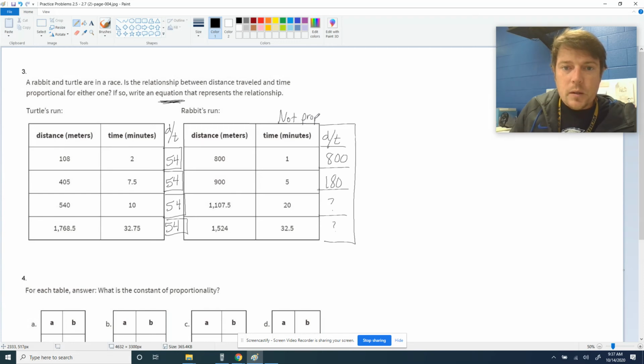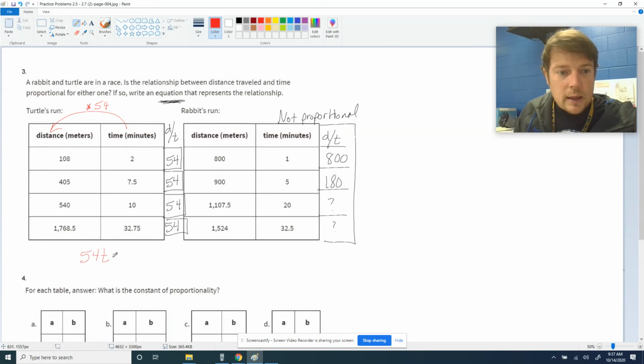But we do know that the turtle is proportional, and we can write an equation for the turtle. We can multiply the time times our constant of 54, and it will give us the distance that the turtle goes. The equation would be, we take t and multiply by 54, and that will give us what the distance equals, d. And there we go, so that one's finished.